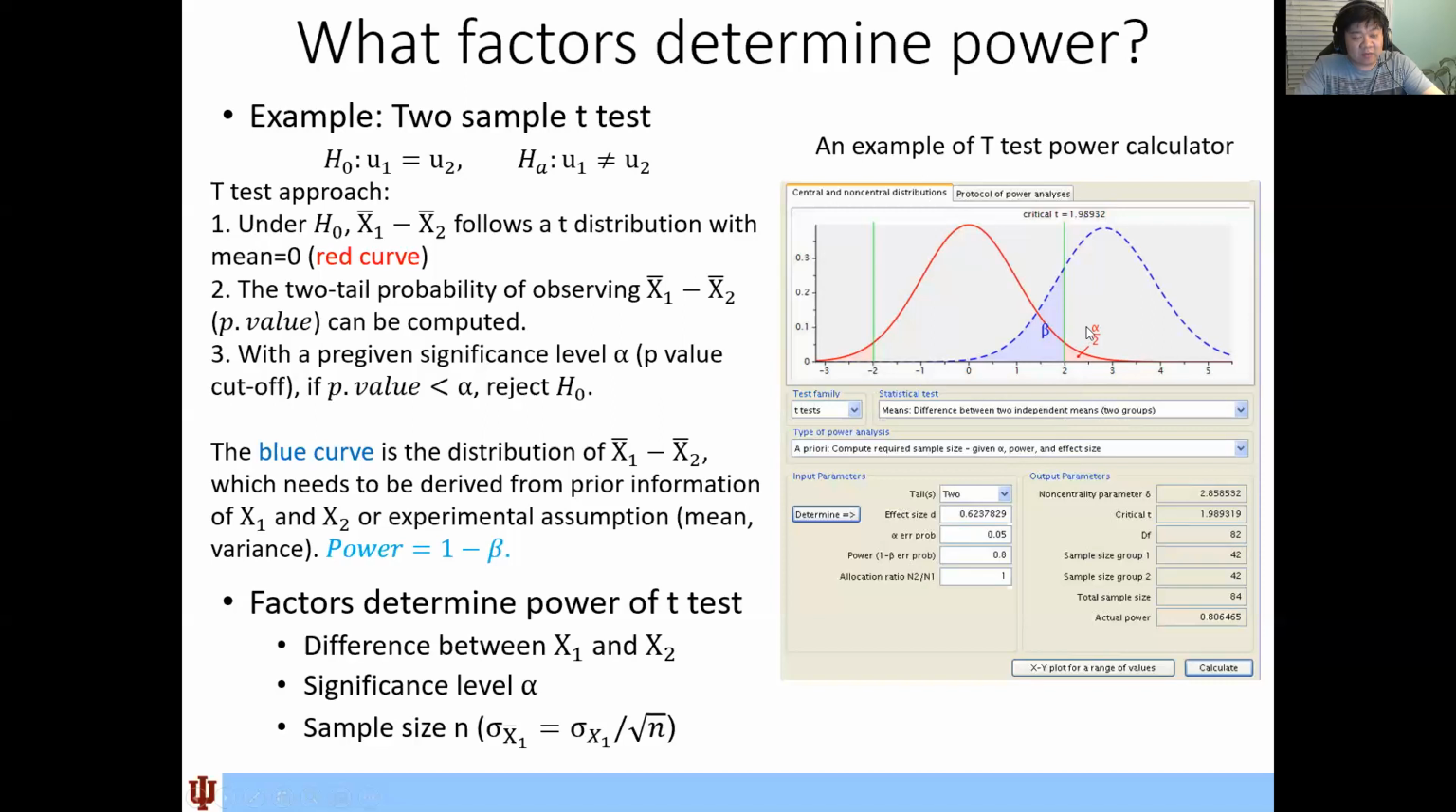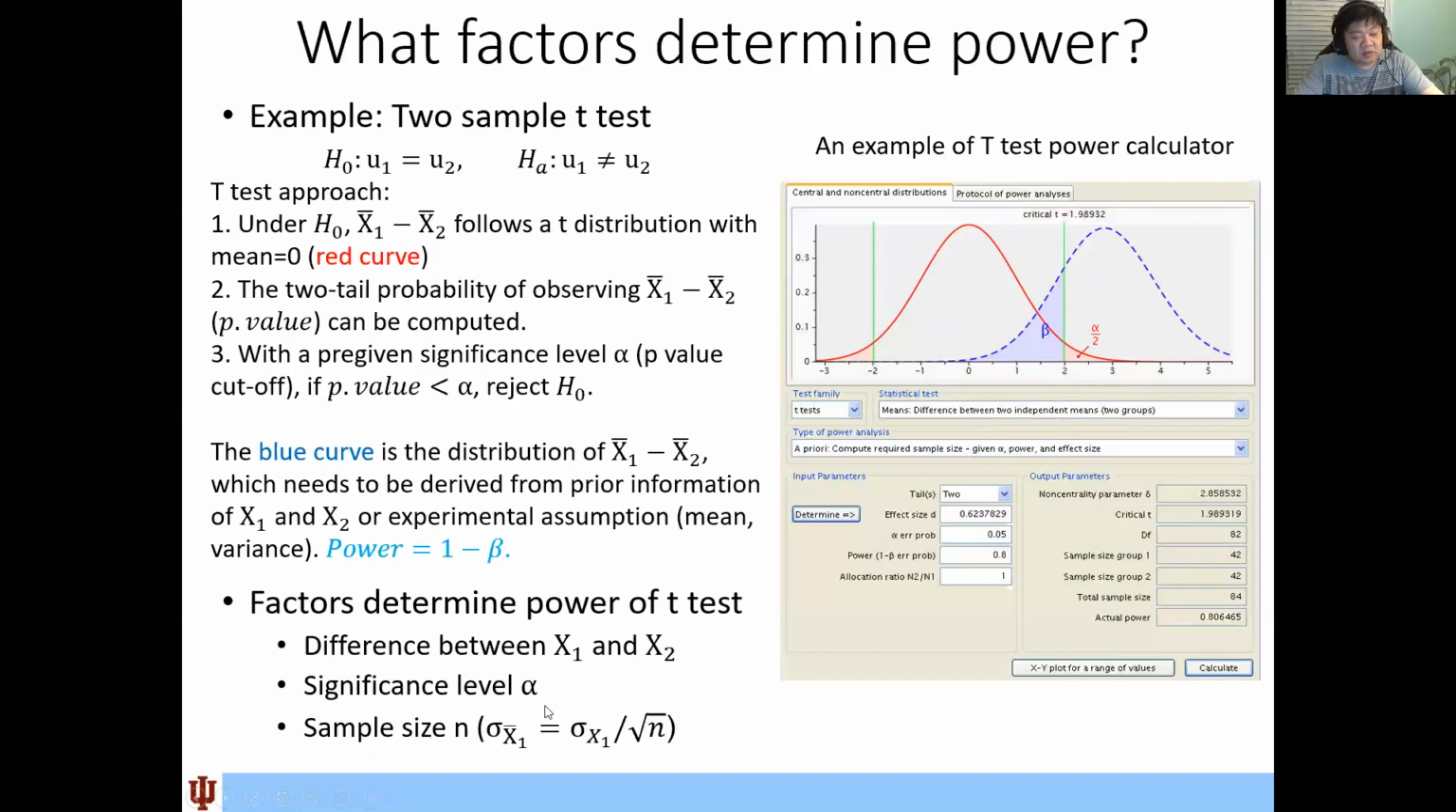If we go for a larger level of alpha, we can put this green line to the left side, which will also give us a smaller beta and higher power. But the issue with doing this is that we will increase alpha, which is the type 1 error, and will increase the p-value cutoff.